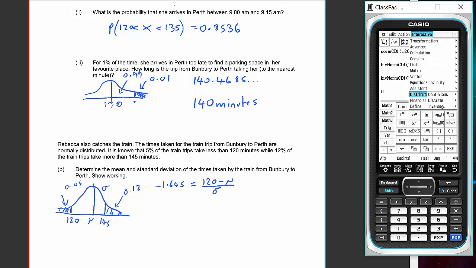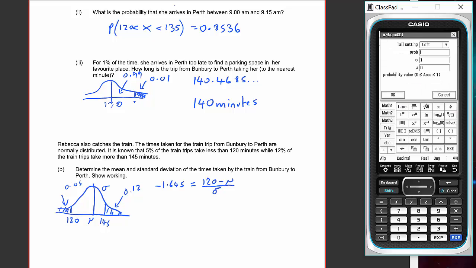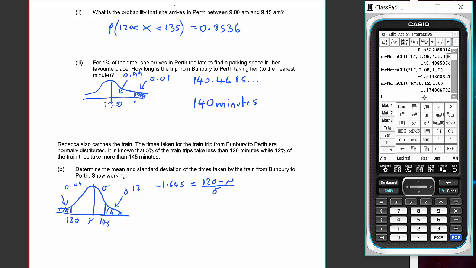So we'll go for an inverse distribution, inverse normal CDF. This time I'm going to go for a right setting with 0.12, and that gives me 1.1750. Well, let's use the same number of decimal places. So 1.175. And that is going to be equal to, in this case, 145 take away mu over sigma, because we're z-scoring that. And that's simultaneous equations.